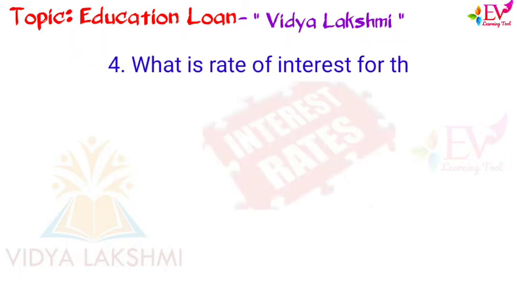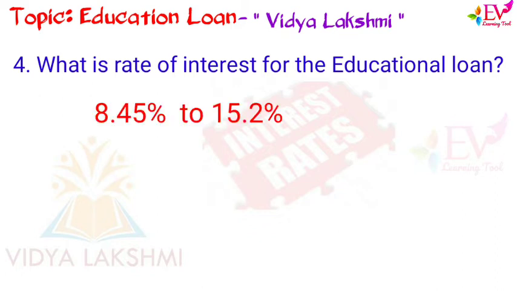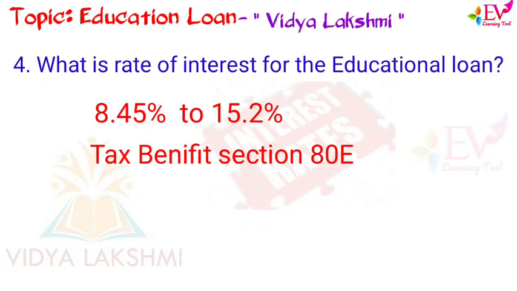4. What is the rate of interest for the educational loan? The interest rate varies from bank to bank and scheme to scheme. Therefore, the applicant, student, is requested to check the same on the loan search page after login. The interest rates for such loans range from 8.45% to 15.2% per annum. Education loans can also be used to gain tax benefits under Section 80(e).